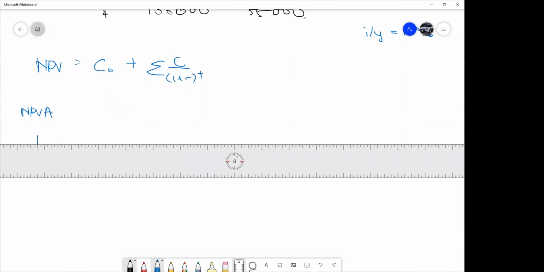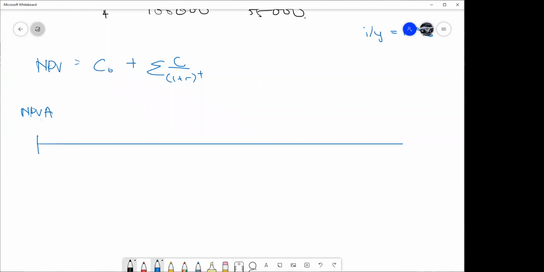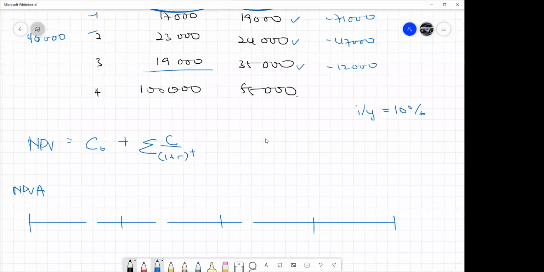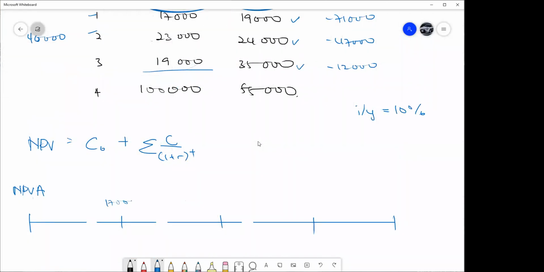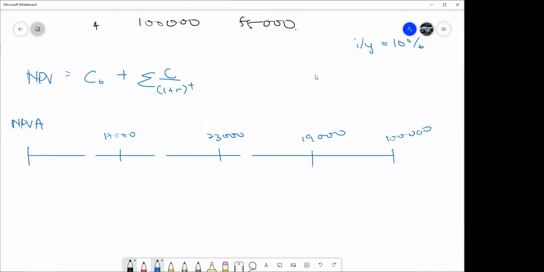We'll go slowly, but make sure that you guys can understand it well. So for NPV A, just know the cash flows: there are 4 cash flows, at years 1, 2, 3, and 4. Okay, so the first year, how much is the cash flow? Let's look back. 17K, 23,000, 19,000, and 100,000.